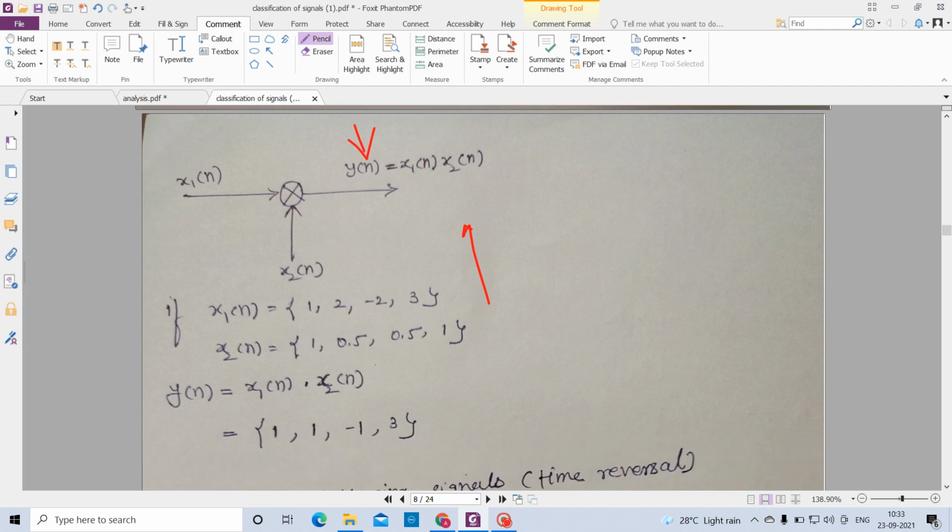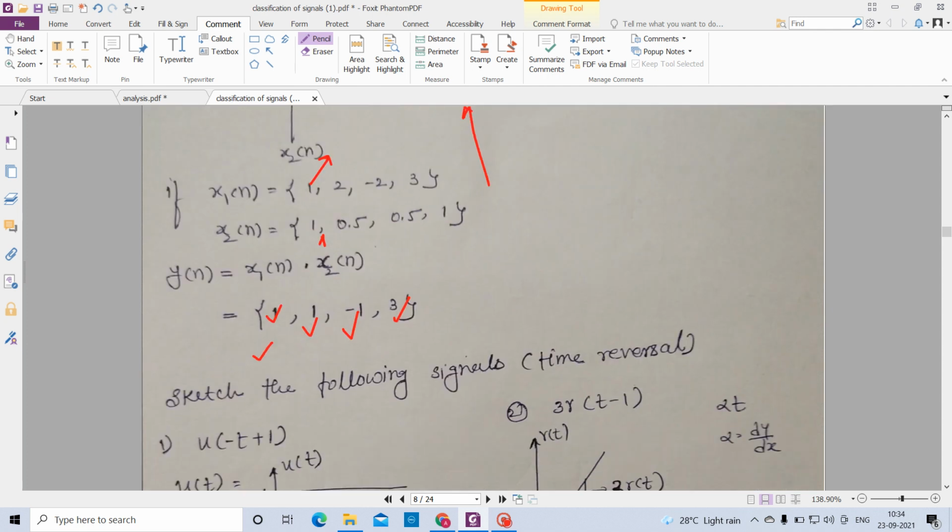Again here I have taken two sequences, x1 of n and x2 of n. We just have to multiply these two amplitudes. So 1 into 1 is 1, 2 into 0.5 is 1, minus 2 into 0.5 is minus 1, and 3 into 1 is 3. We are just multiplying these two values, the first value from x1 of n and the second from x2 of n, and we get the product. This is the output response. It is very simple.